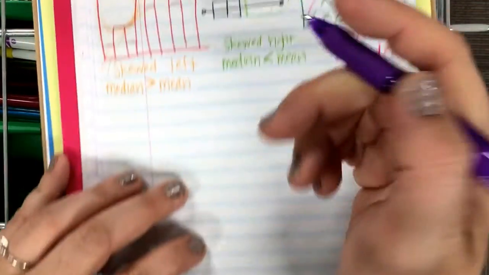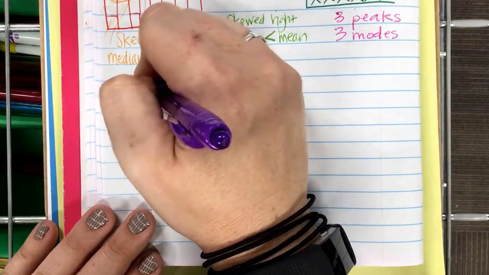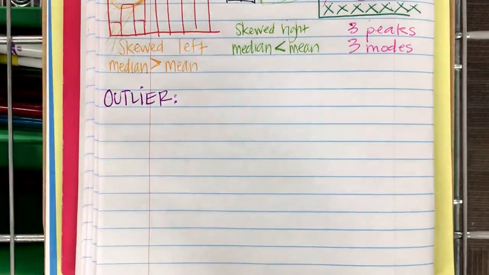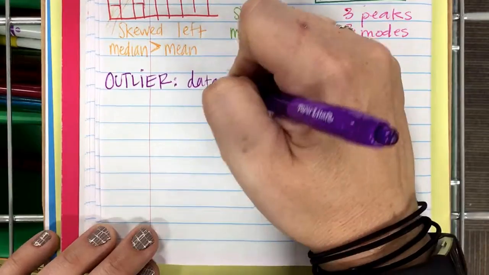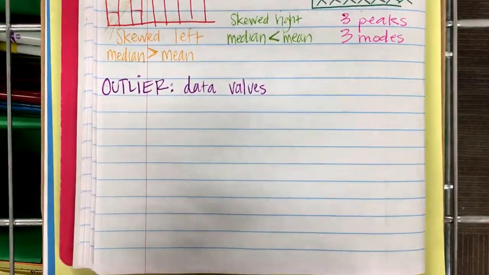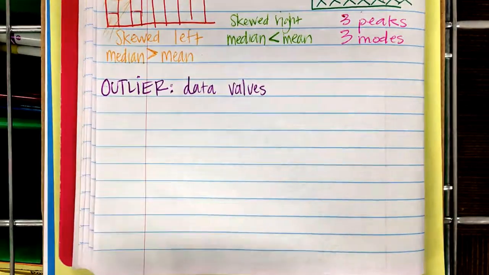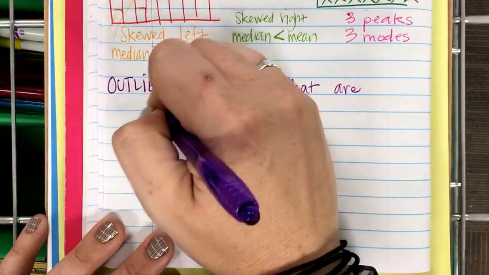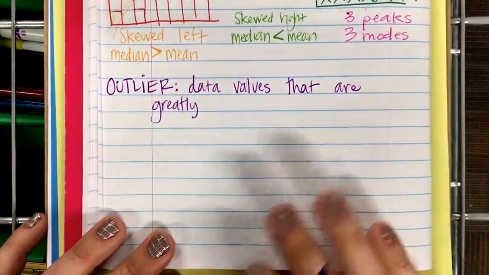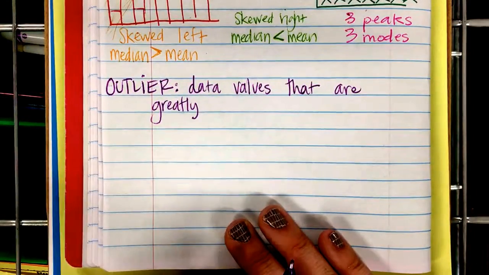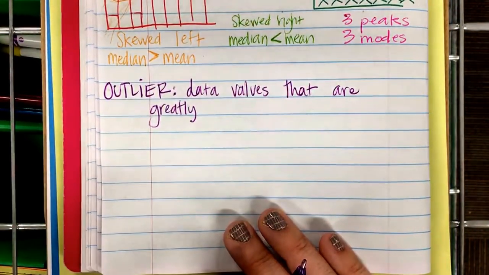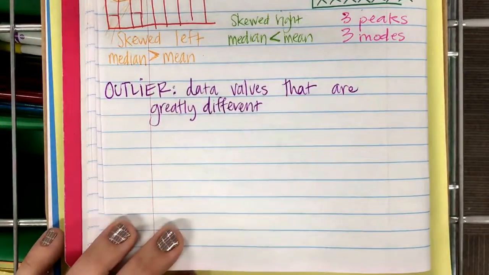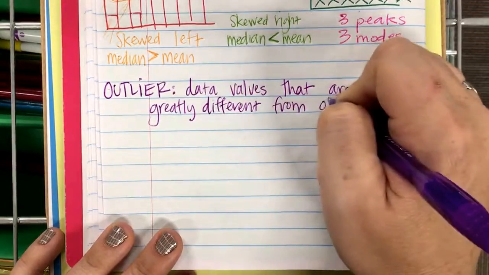S stands for shape, O stands for outlier. And we've talked a little bit about outliers. You know the definition of an outlier. A definition is a data value that stands out, or values. You could have 2 outliers. The data values that are greatly different from the others. Greatly is a terrible word because is there a quantification of greatly? No, it's pretty vague, right?